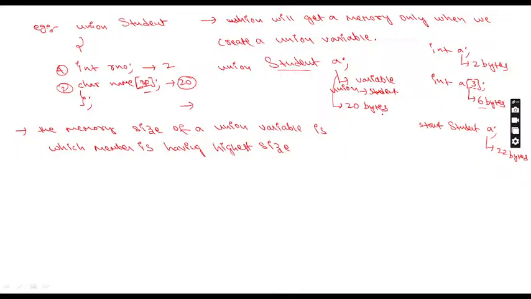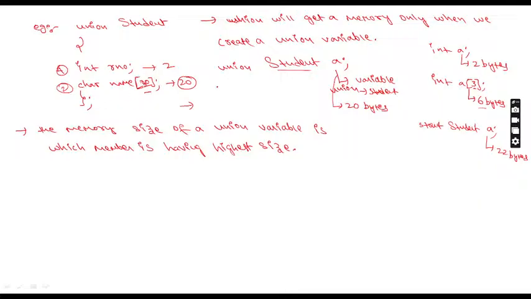Don't say always 20. It depends on the example. As per this example, it is 20 bytes. You may take another value, and based on the value, the size will be different. So that is the reason we have written the statement: the memory size of a union variable is the size of the member having the highest size. That is nothing but the size of the union variable.